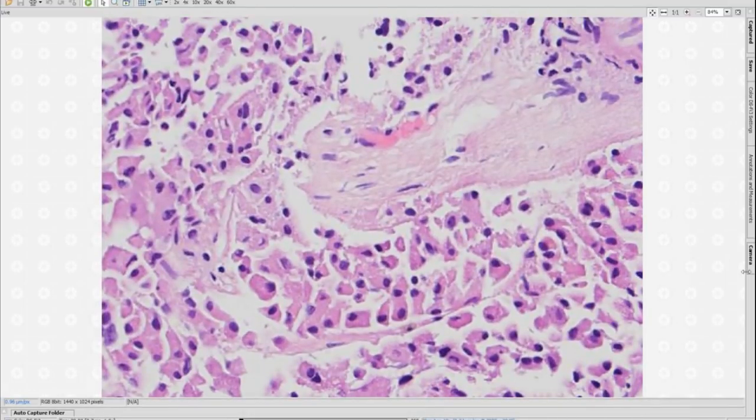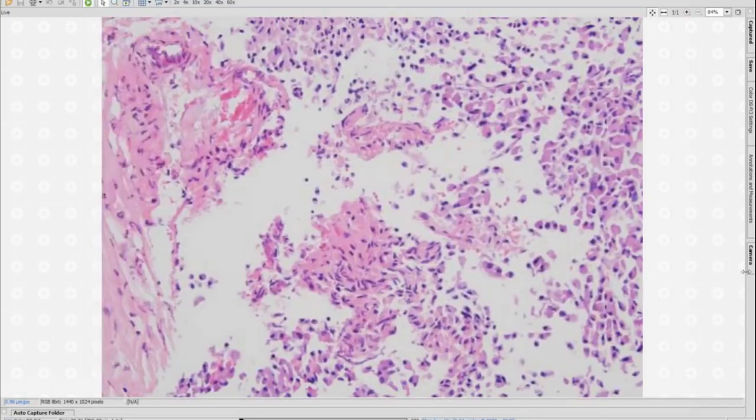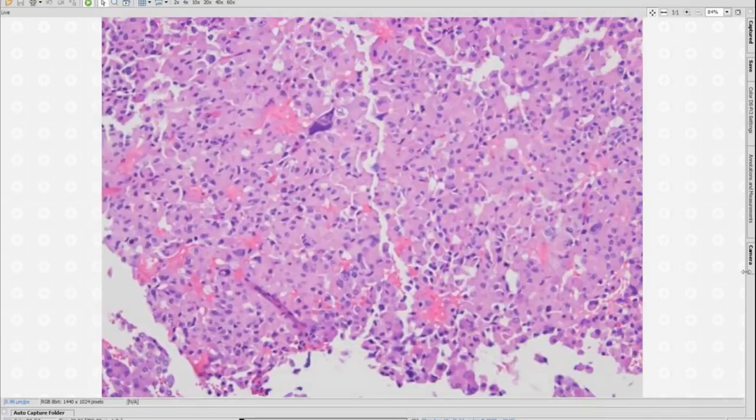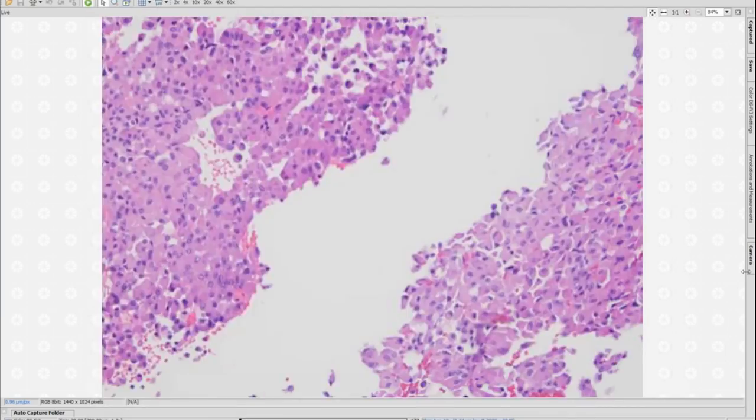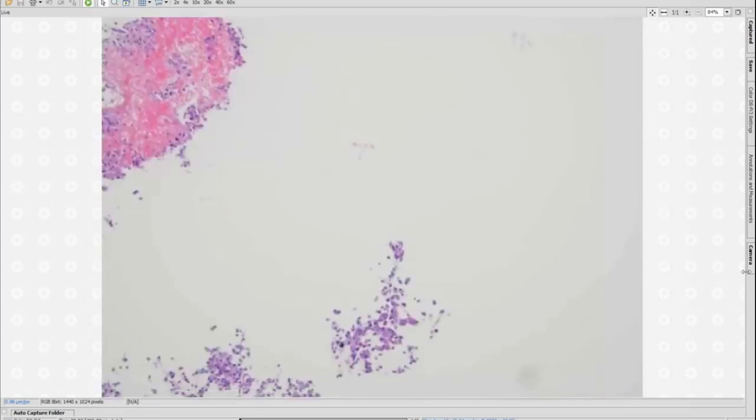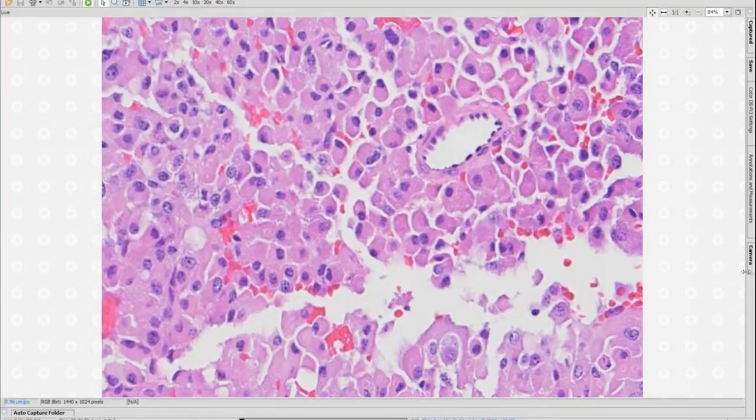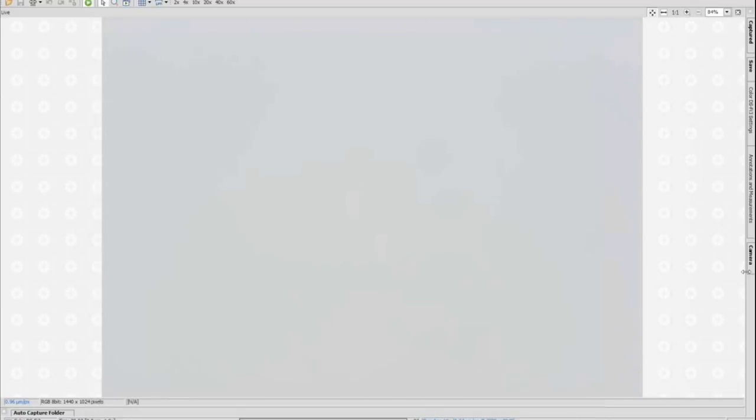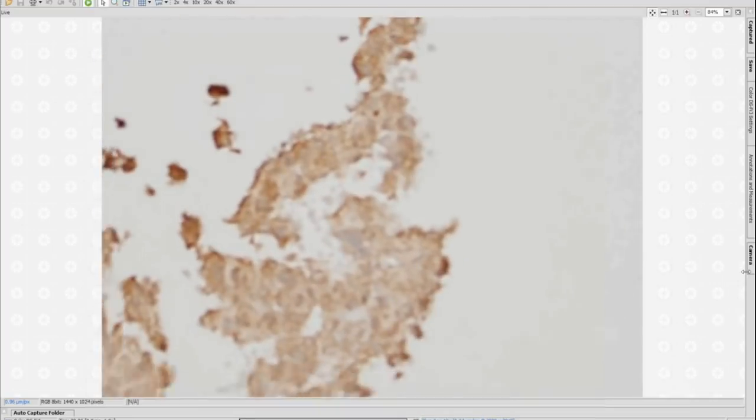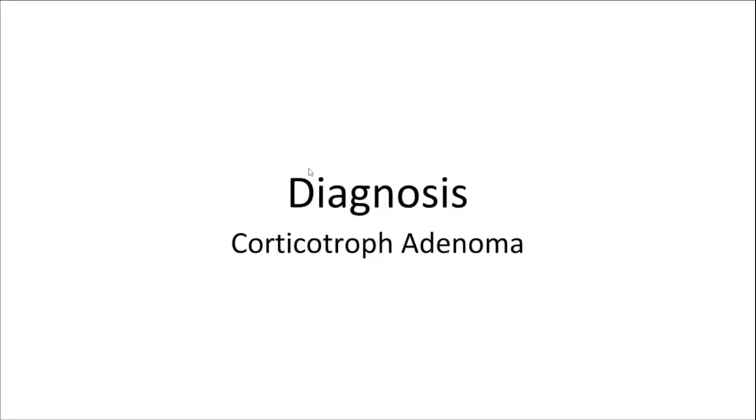Let's move around to see what else we find. And you have also a loss of the normal architecture, right? A single cell type, loss of the normal pituitary architecture. So it looks pretty much the same all around. And of course, immunohistochemistry helps you here as well. This is ACTH. So this is a very nice positive ACTH result. So you confirm the clinical impression, and this is a corticotroph adenoma. That's the diagnosis, and this one is functioning.